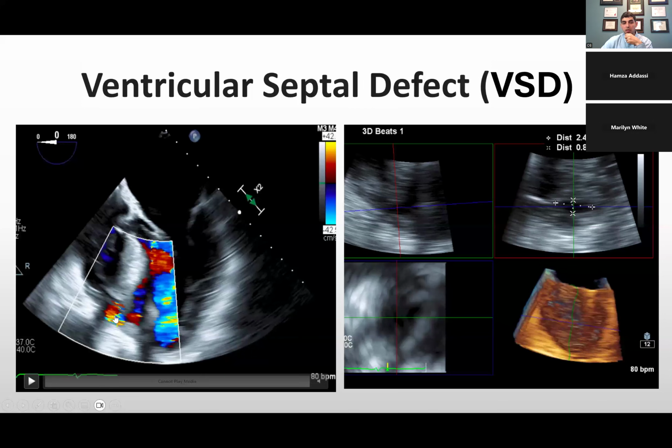This is the ventricular septum, left ventricle, right ventricle. Blood's going from the left through a hole in the septum to the right. That's not good at all. So that's a VSD. And so we do some measurements on it.